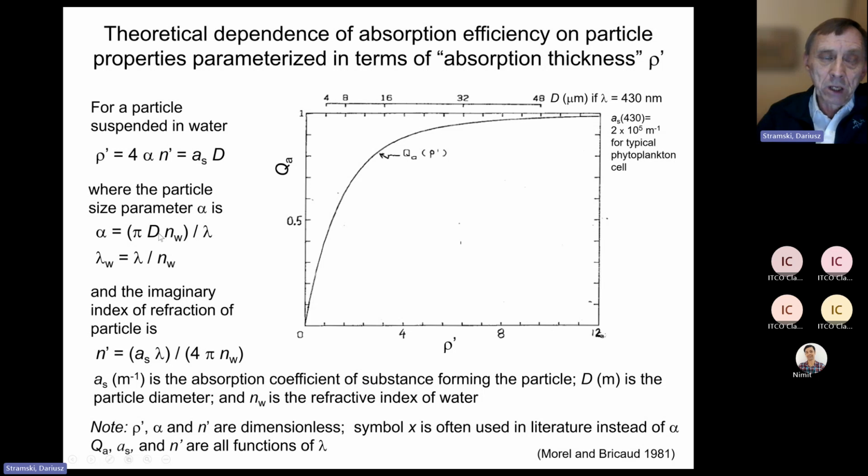But because the particle here of interest to us is suspended in water, we know that light wavelength in water is decreased with respect to light wavelength lambda in vacuum by refractive index of water. So that's why refractive index is here, and w is refractive index of water. Now, so this is the size parameter, and the imaginary part of refractive index is directly related to the absorption coefficient. And I really have no time to discuss the origins of imaginary index of refraction.